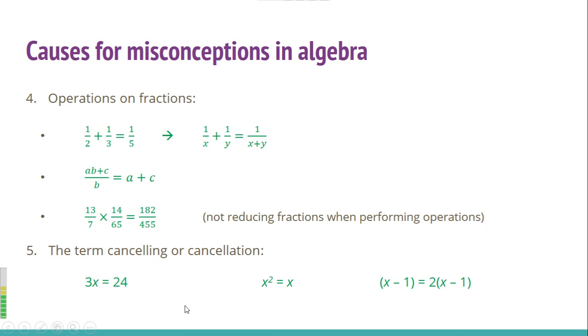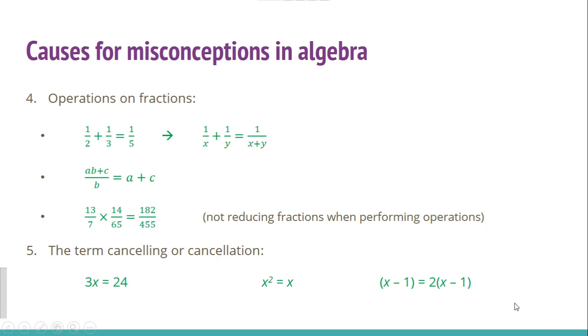The fifth possible cause has to do with term cancellation involving a variable. For example, 3x equals 24. It is correct to divide both sides of this equation by 3, but it's incorrect to apply the same concept for x squared equals x, that is dividing each side of the equation by x. The reason is because x could be 0. Division of any terms by 0 is not allowed.